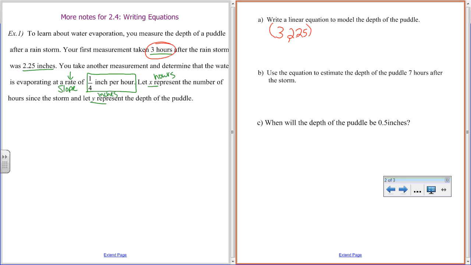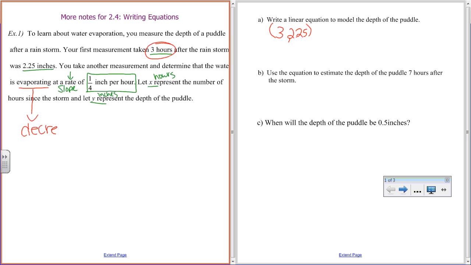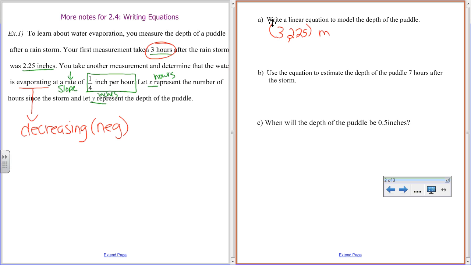is our y. What we need to be careful of here, ladies and gentlemen, is we're measuring after the rainstorm, not during it. And so what we're looking at is evaporation. And what we know about evaporation is that things are decreasing. And so we're going to have a negative slope. So my m value is not 1/4. M is equal to negative 1/4.